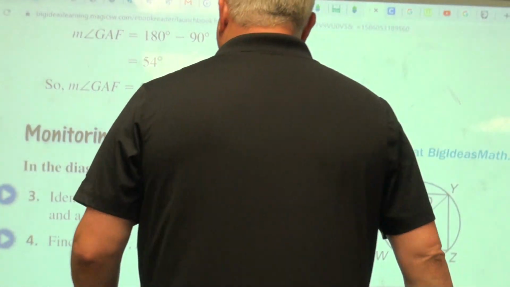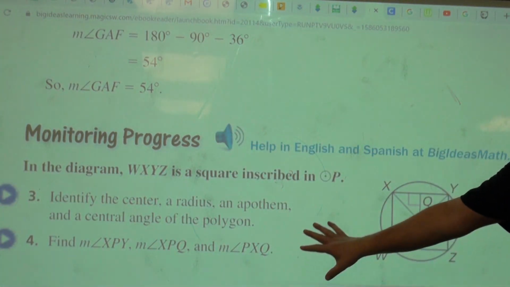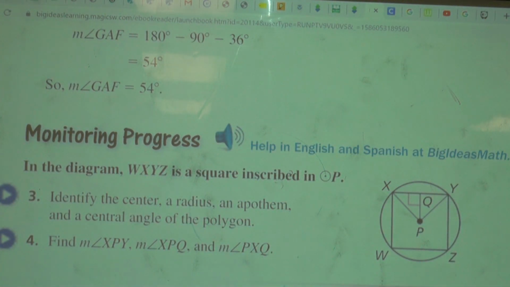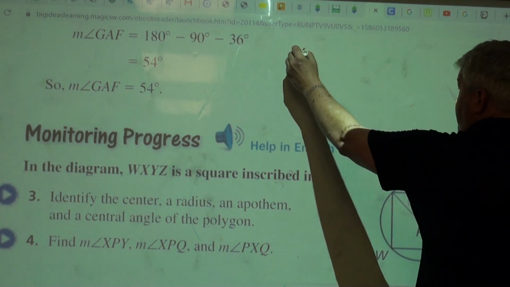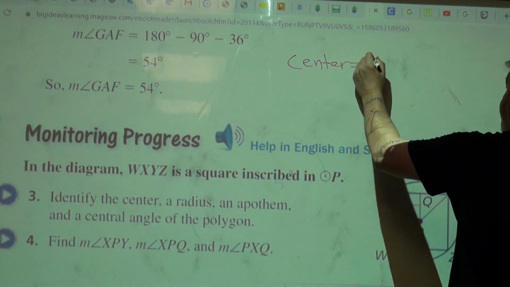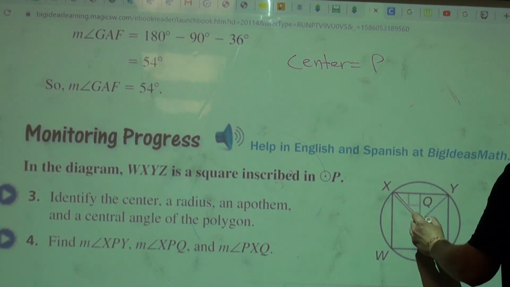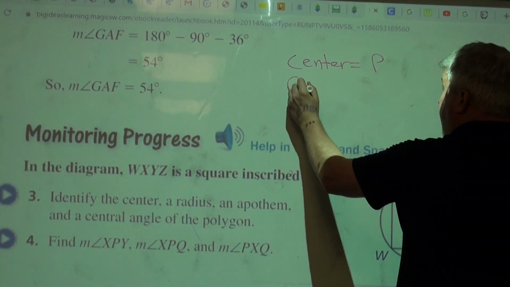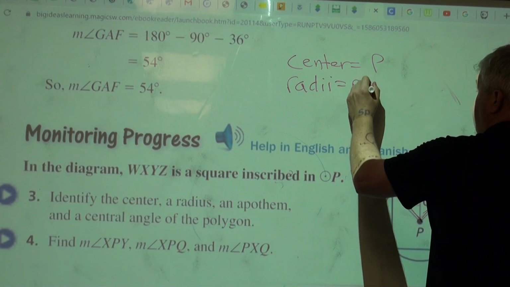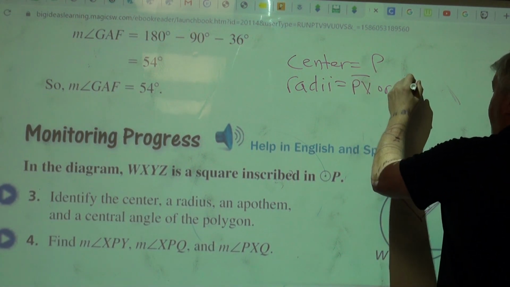Okay, so let's go ahead and pause, please, and solve number 3 and 4. Okay, so number 3 says identify the center, a radius, an apothem, and a central angle of the polygon. All you're doing is naming them. Very simple. The center of this figure is P. Center equals P. A radius, well, you've got 2 options to choose from. PX or PY, right? The radii are PX or PY. Okay, great.